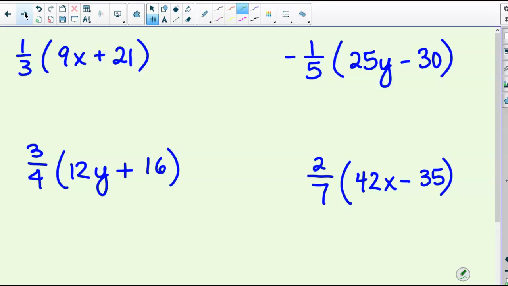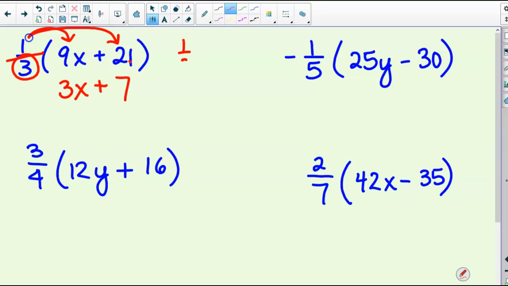When you have to distribute a fraction, that's what we're going to look at here. Here I'm multiplying this fraction times what's inside the parentheses. This first part is really 1/3 times 9, and 1/3 times 9 is the same as dividing by 3. So in my head I'm doing 9 divided by 3 with the x, and then 21 divided by 3, and I would get this. Multiplying by 1/3 is the same as dividing by 3.